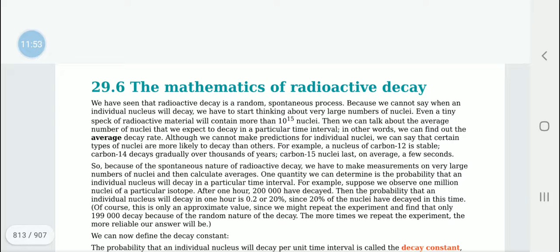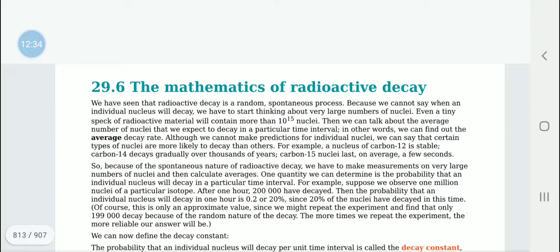So as a result, we have to consider the average number of nuclei that we expect to decay in a particular time interval. So we are going to take the average decay rate. Because we can't take an individual nucleus and consider within what time we expect it to decay. It is not possible, because it is random and spontaneous. We can't say when it is going to decay.